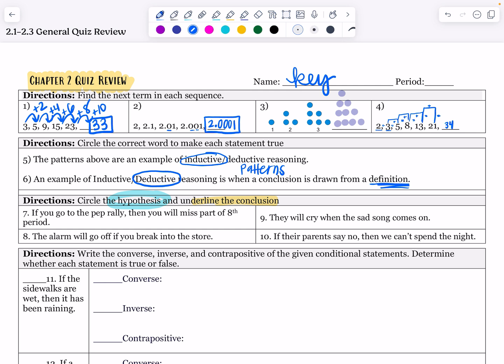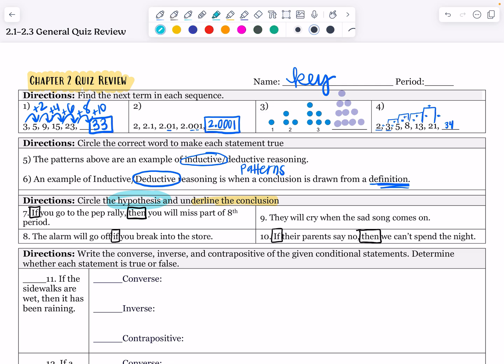All right, so what I like to do when I do this is I look for the word if to find the hypothesis. It falls after the word if. Then there's the word then. So I'm going to do that in all of these. This number 9 says they will cry when the sad song comes on. So it doesn't have the word if and it doesn't have the word then, so we'll come back to that one. The word if falls towards the middle of the sentence on number 8, and then number 10 starts with the word if, and then it has the word then in it as well.